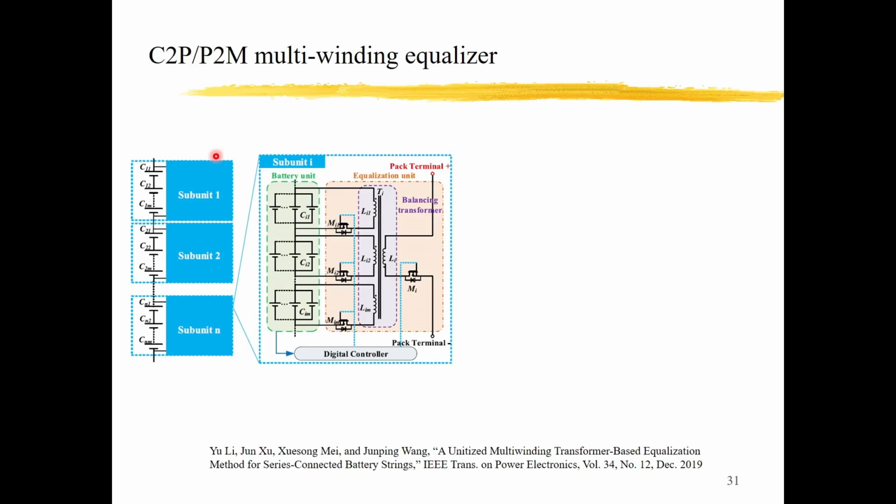So if some cell has the highest SOC, we can turn on its switch and transfer its energy to the whole pack.